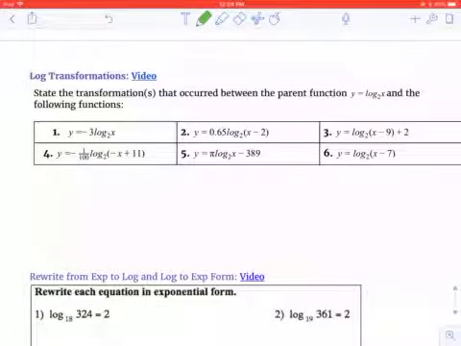In this video, let's take a look at log transformations. So we're looking for what transformation occurred between the parent function and the following 6 examples.